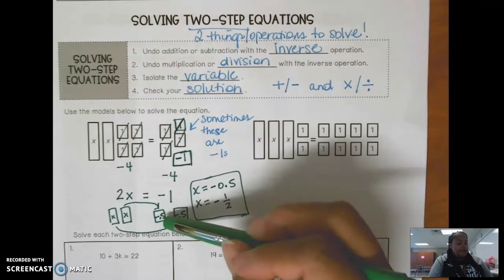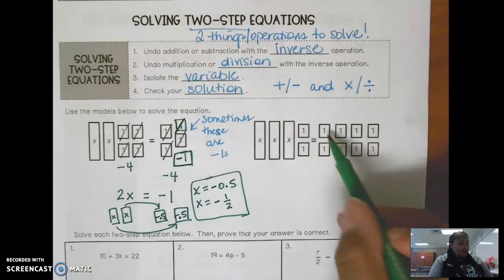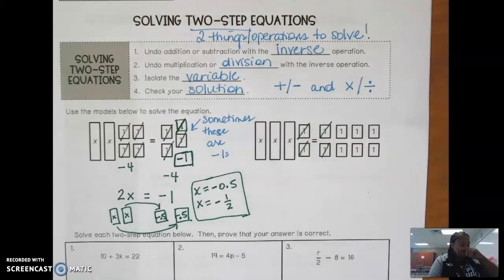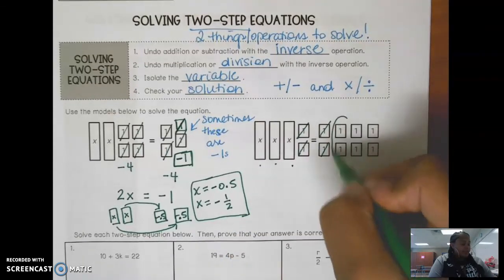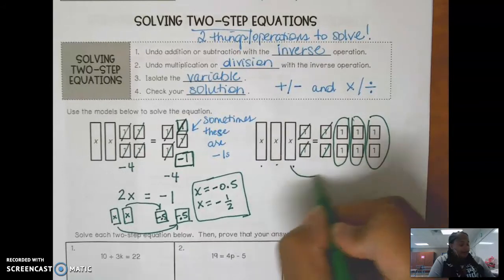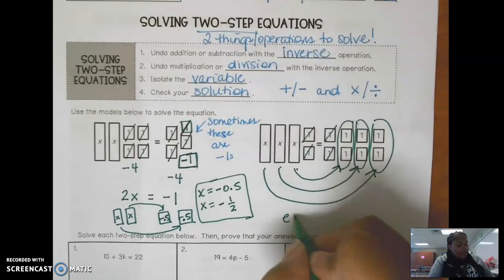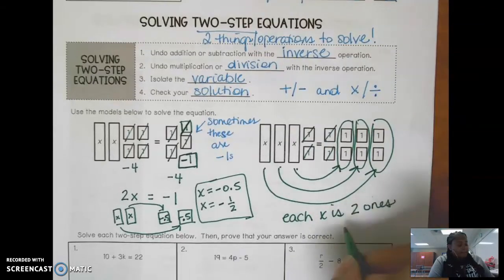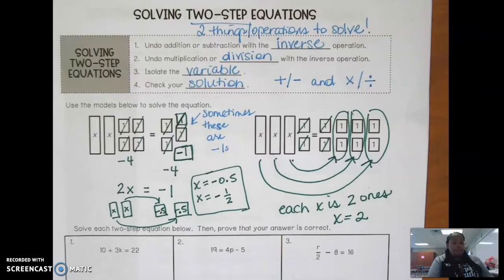Okay, so I did show you the arithmetic over here. Now I'm literally just going to cross out. So I have 2 ones over here, and I have 8 ones over here. So I'm going to cross out 2, and I'm going to cross out 2. Now I have 3 groups, 1, 2, 3, and I need to split these into 3 groups. So for every x, I need to determine how many ones I have. Each x is 2 ones. Therefore, x equals 2. So that's how you do the model.